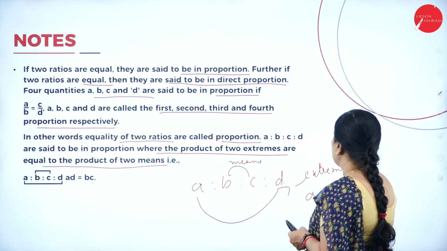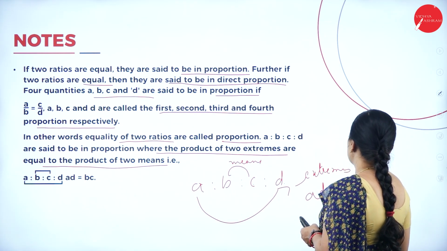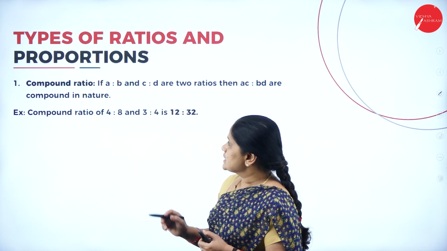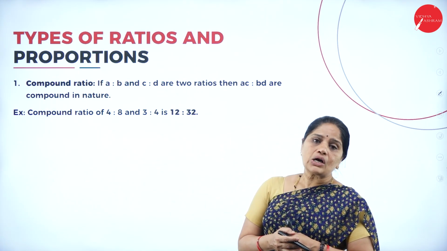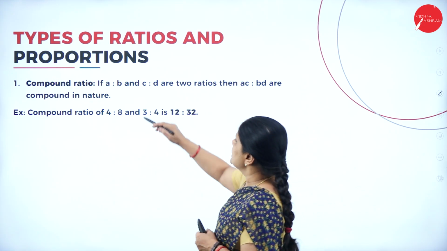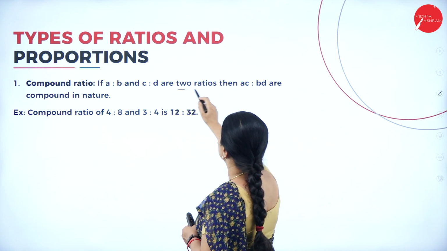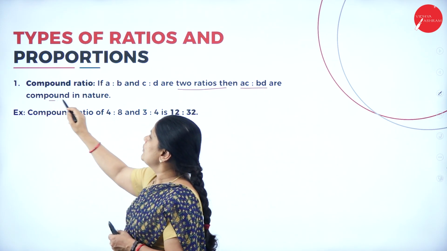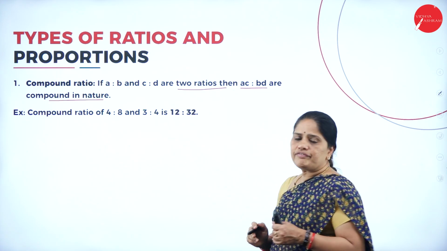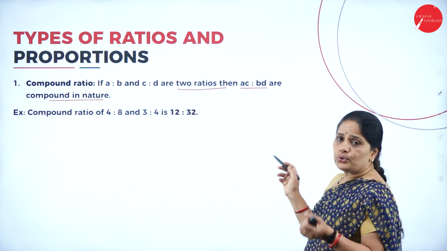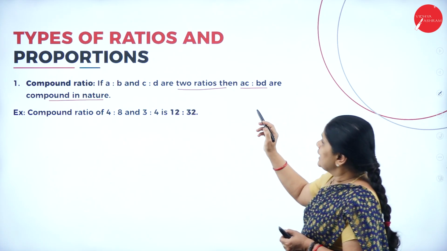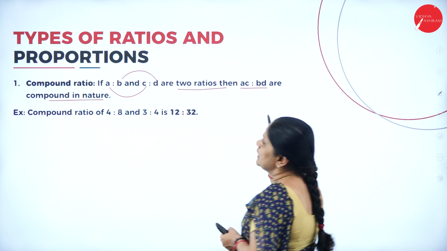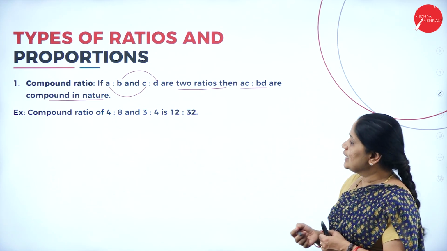So, A into D equals B into C. Next, let us understand what a compound ratio is. If A is to B and C is to D are two ratios, then AC is to BD is the compound ratio. That is, if you multiply A into C and B into D, then we get a compound ratio.